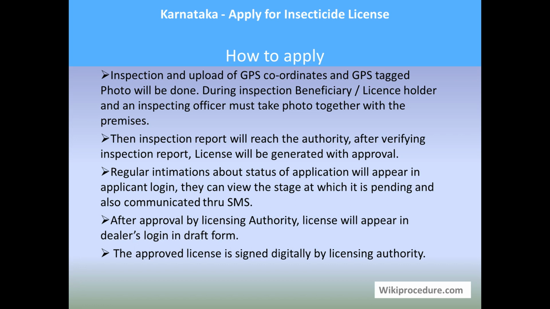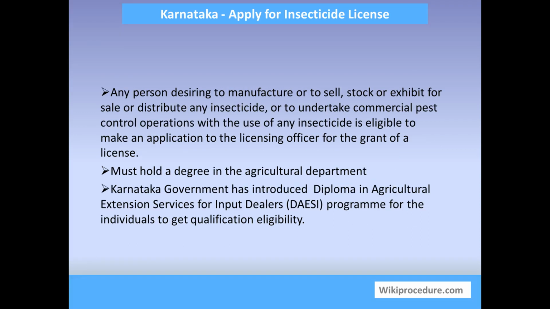The internal processing will take place again, and there will be SMS intimation about the approval process. After approval by the licensing authority, the license will appear in the dealer's login, which might be informed through SMS. So the user has to log in again and download the printout for doing the business.